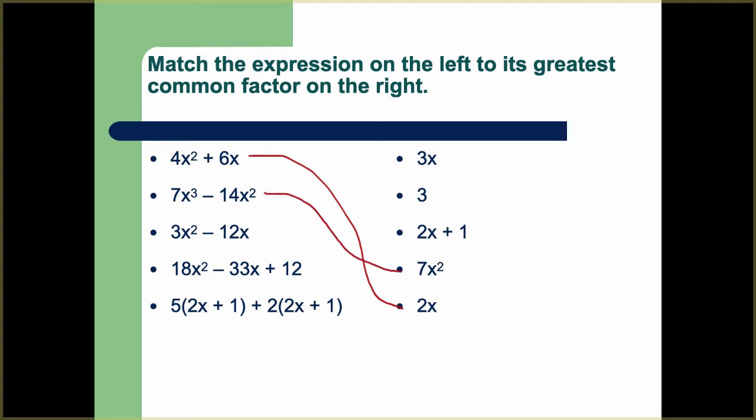We have 3x squared minus 12x. The largest number that goes out of both 3 and 12 is 3. And the lowest exponent on our x variable is x to the first, so we have 3x. And we have 18x squared minus 33x plus 12. You notice the third term does not have a variable in it, so the only thing we can pull out is a number, and the largest number that pulls out of all of them is just 3.